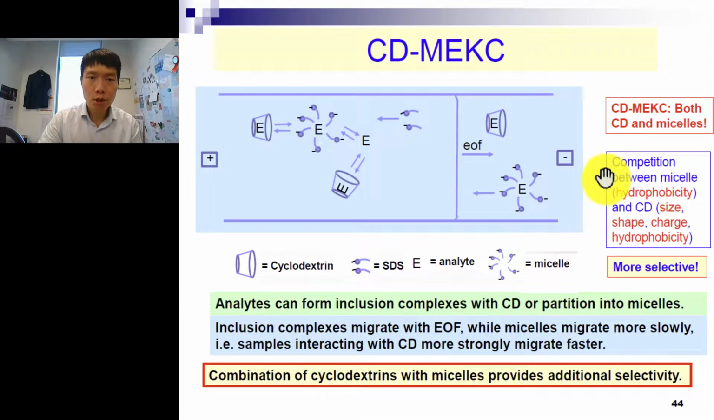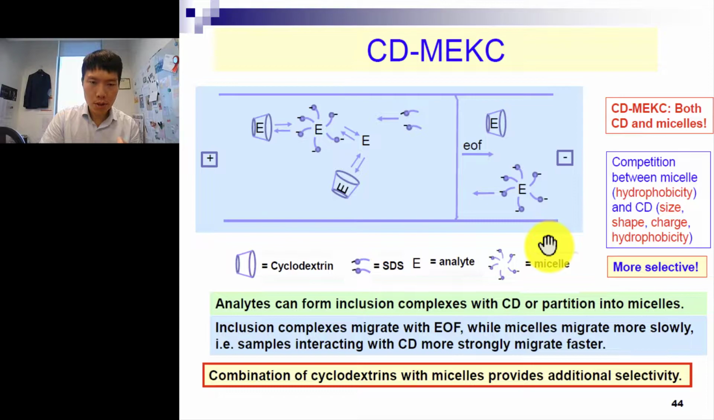So this is your cyclodextrin MEKC here, some of the little mechanism. So we notice that both your CD and your micelles are involved in this case. Here you form the micelles and you form a CD, and this is EOF moving from left to right. And you see that there is actually some competition between the micelles, because the tail outside is hydrophobic in nature, and the CD itself is like a cone shape, without the tip, and its charge also exhibits a lot of hydrophobicity. So these are some of the legends of the drawings there.